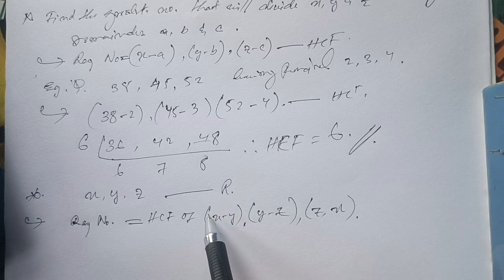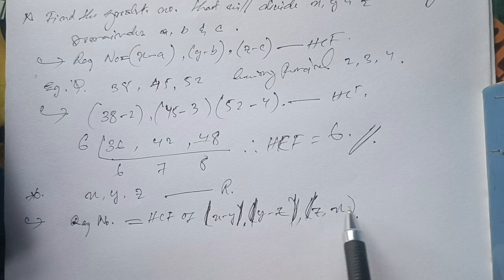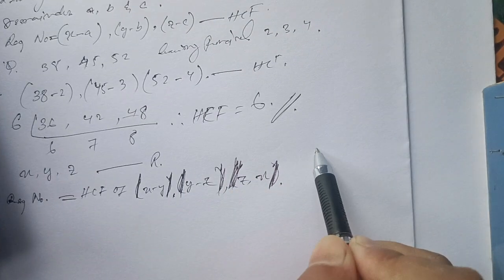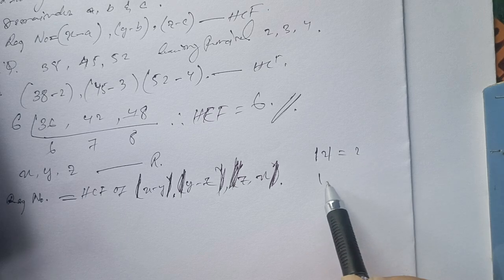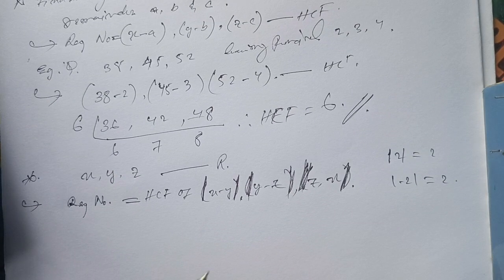Take the absolute value. The absolute value of 2 is equal to 2, and the absolute value of minus 2 is equal to 2. So, what is it?